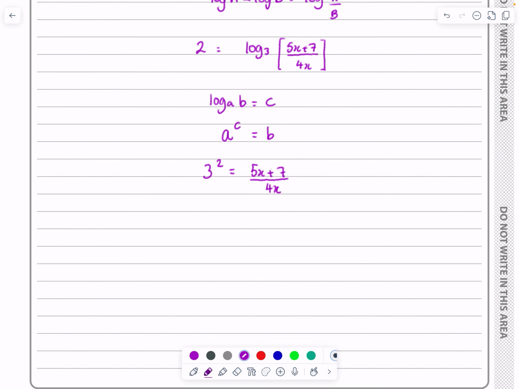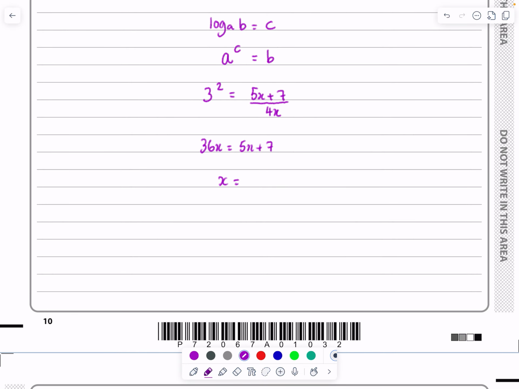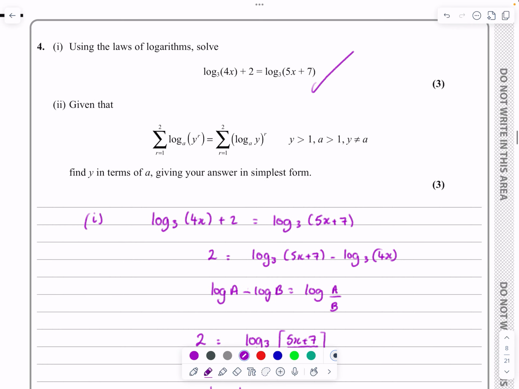So if I need to solve that, 9 times 4x, that's 36x, is 5x plus 7, so 31x is equal to 7. In fact, let's just go straight for it. x works out to be equal to 7 over 31. So solving that equation, not too bad at all.